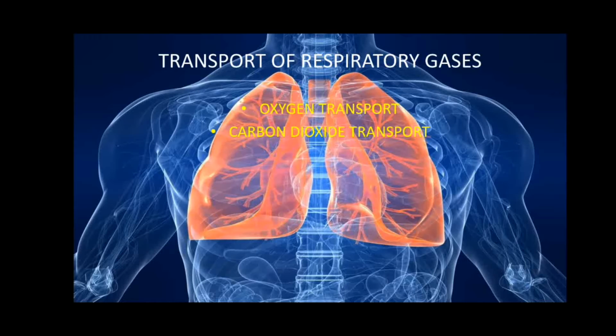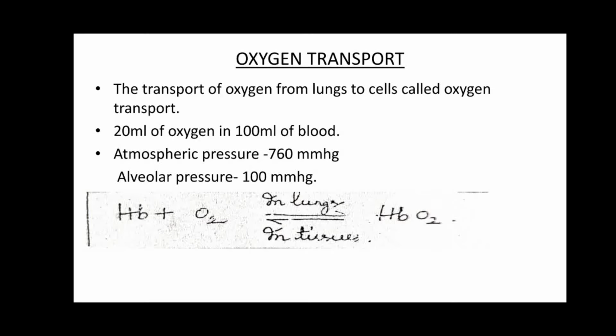Since it is a cyclic process, it has two parts, that is oxygen transport and carbon dioxide transport. First we can discuss oxygen transport. The transport of oxygen from the lungs to the cells is known as oxygen transport. We know that there is a proteinaceous substance in the RBC to transport the oxygen, which is known as hemoglobin. One hemoglobin can carry 4 molecules of oxygen. 100 ml of blood can carry 20 ml of oxygen. Oxygen is loosely attached with the hemoglobin to form oxyhemoglobin.